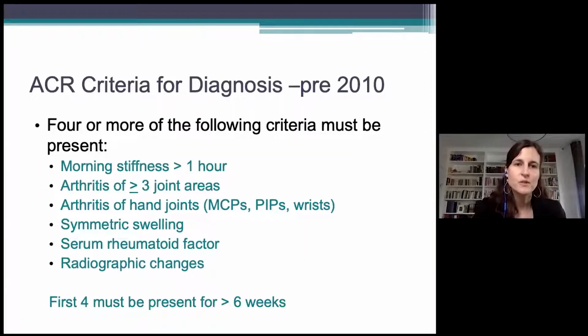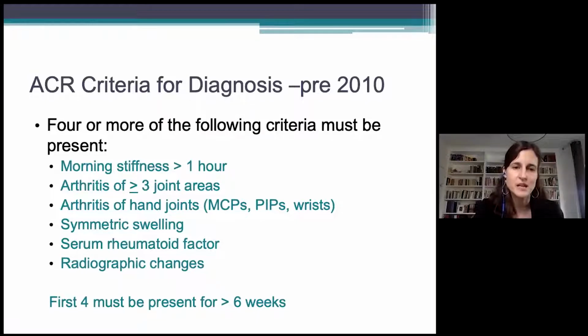So in terms of diagnosis, I think most of us think classically about the ACR criteria for diagnosis pre-2010. And this is when you have 4 or more of the following criteria, including morning stiffness that lasts more than an hour, arthritis of 3 or more joints, arthritis particularly of the hand joints, that the MCPs, PIPs, and wrists are classic involvement, symmetric swelling, serum rheumatoid factor, and radiographic changes. And they suggest that the first 4 must be present for greater than 6 weeks.